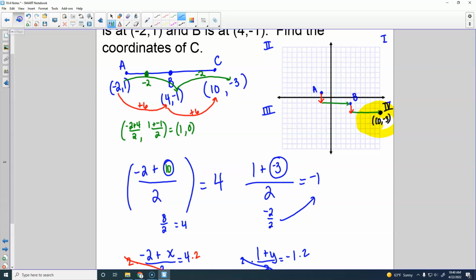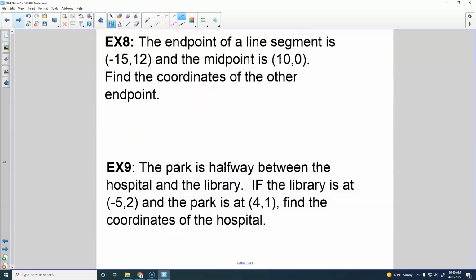So let's look at another problem. The end point of a line segment is -15, 12. The midpoint is 10, 0. Find the coordinates of the other end point. So this is like the problem we just did. They gave us the end point and they're giving us the midpoint. So we're not going to add together and divide by 2 on this one because that would give us the midpoint of the midpoint and the end point.